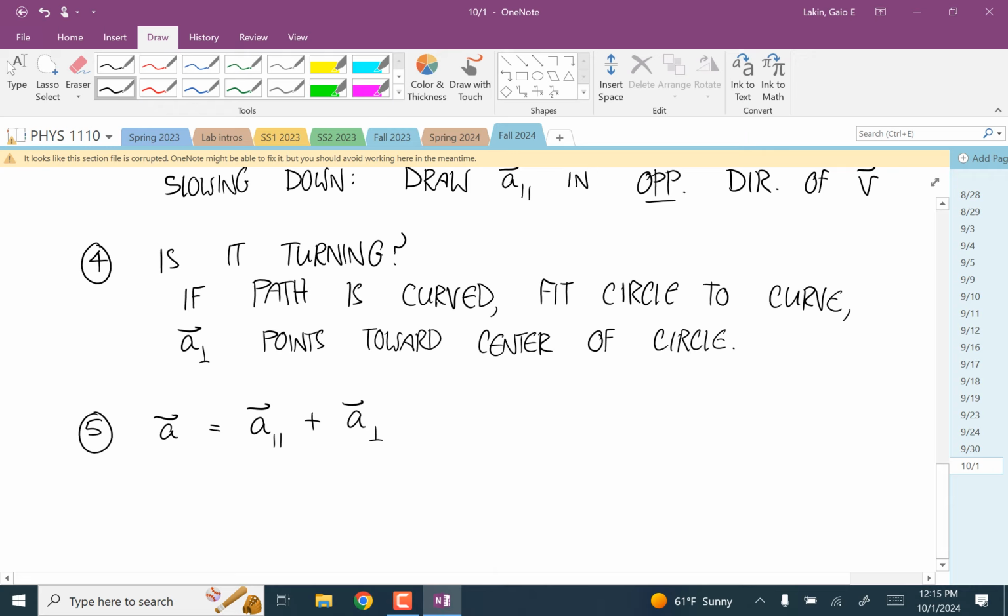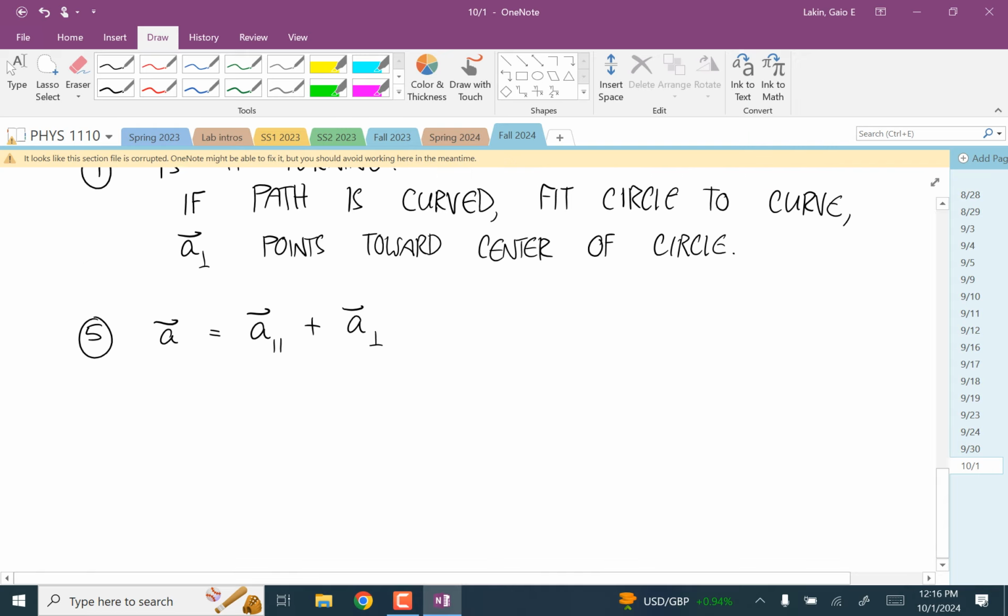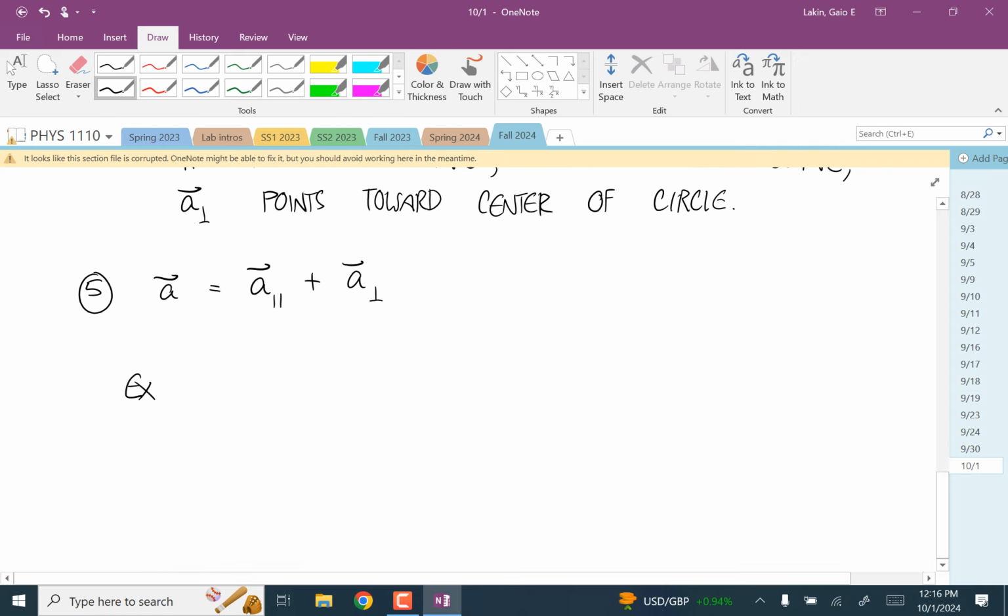Now, we know the directions of these two parts. So if both of these are non-zero, all we can do is give a range of directions for the answer. If one of these is 0, then we know the direction of the total acceleration is just the direction of the other part, okay? If both of them are 0, we know the acceleration is 0, okay? So let's do a couple examples and do this. This is the stuff that we did in lab last week.